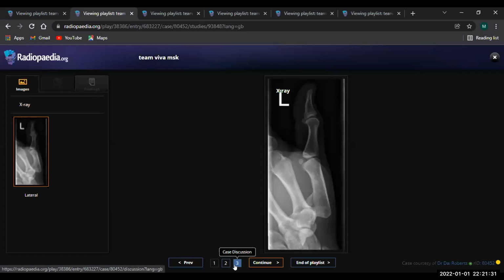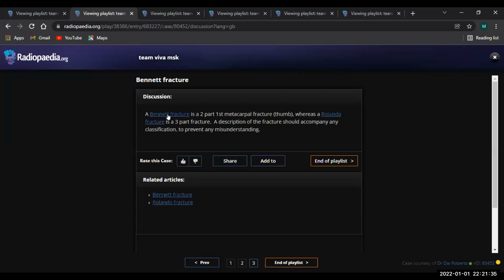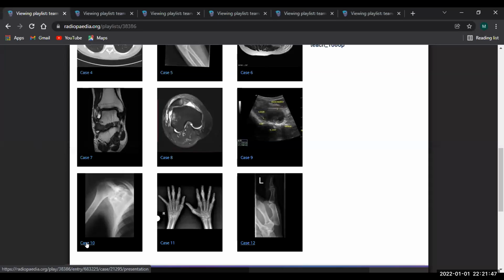So this is a Bennett's fracture. It's a two-part fracture, and it's an intra-articular fracture. So that is the reason it needs urgent orthopedic referral.